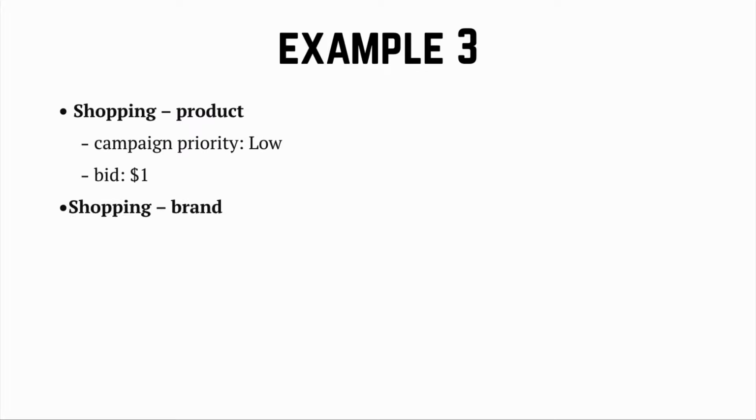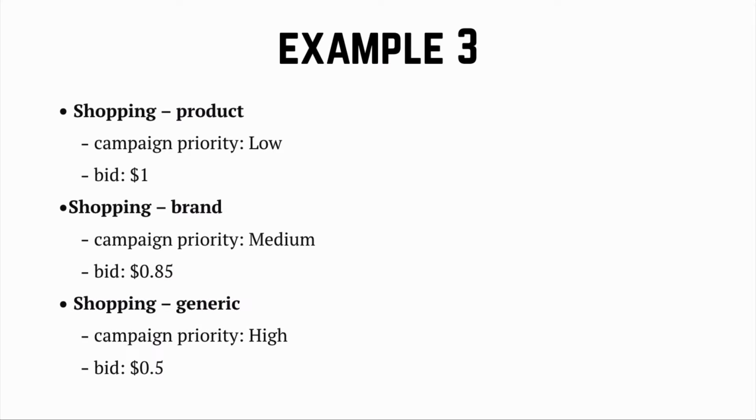Now let me show you an example that's a bit more complicated with 3 campaigns. So we have a shopping campaign that targets specific product searches. We've set that campaign priority to low. We're bidding $1. Then we have the shopping campaign that's targeting branded search queries. That campaign priority is set to medium. And then we have one that's targeting generic search queries. And the campaign priority there is high.